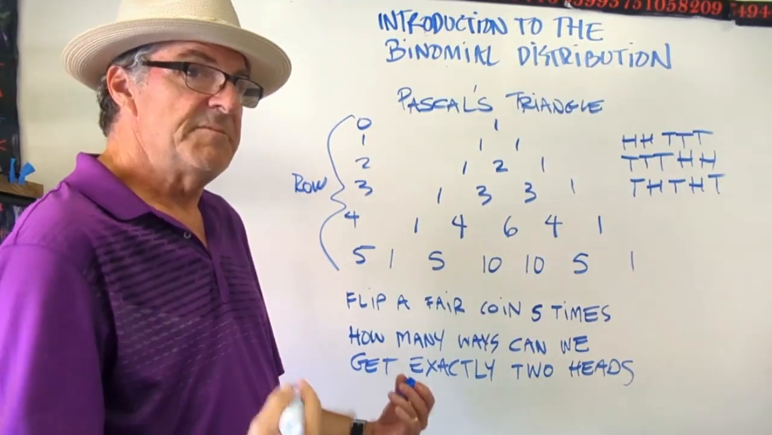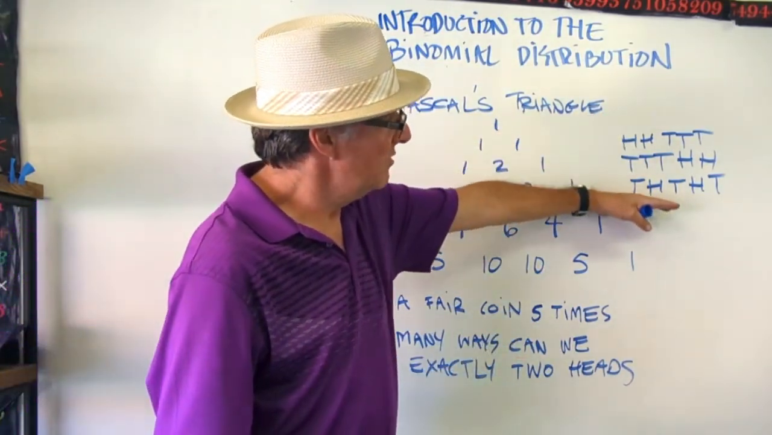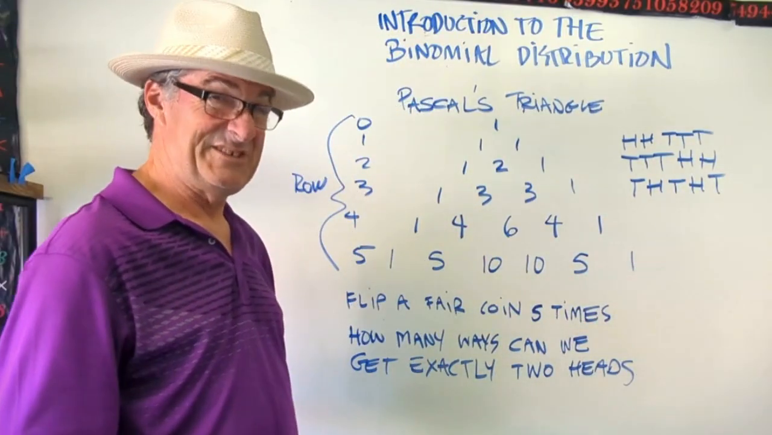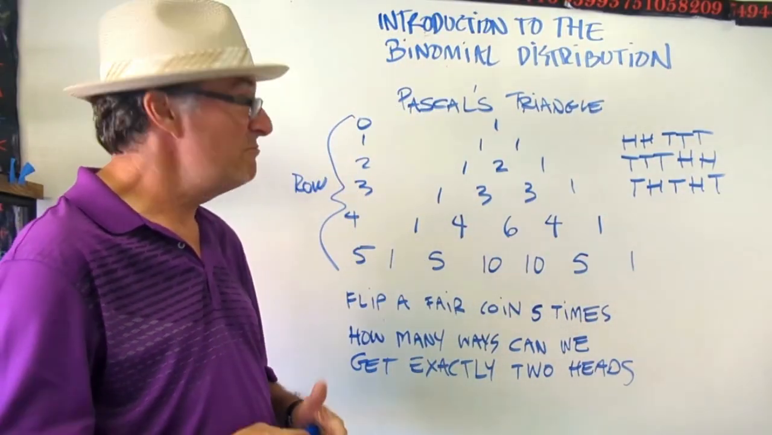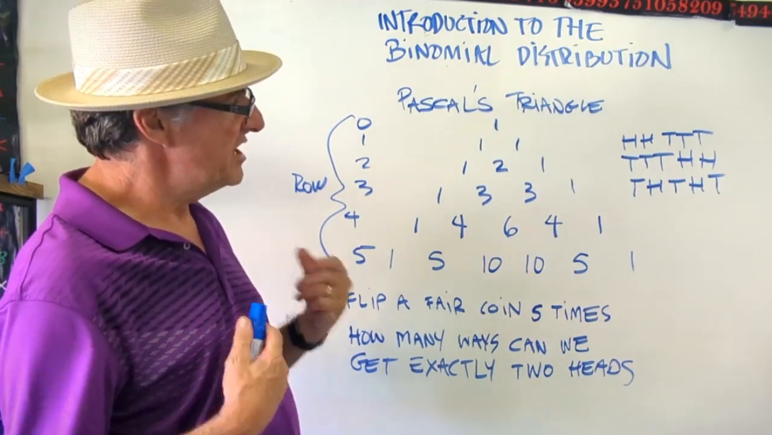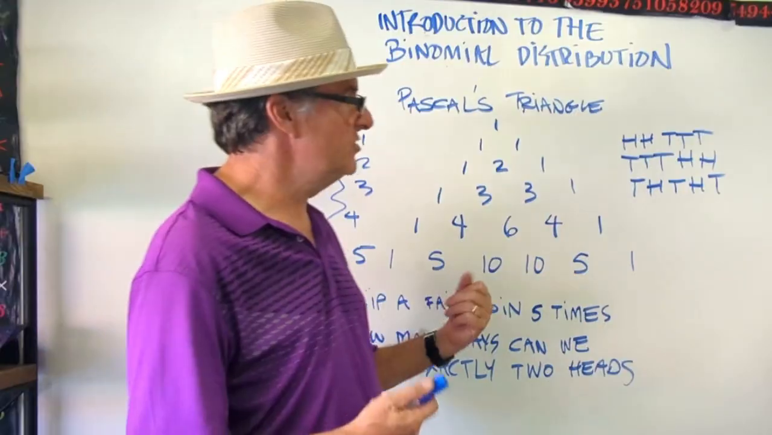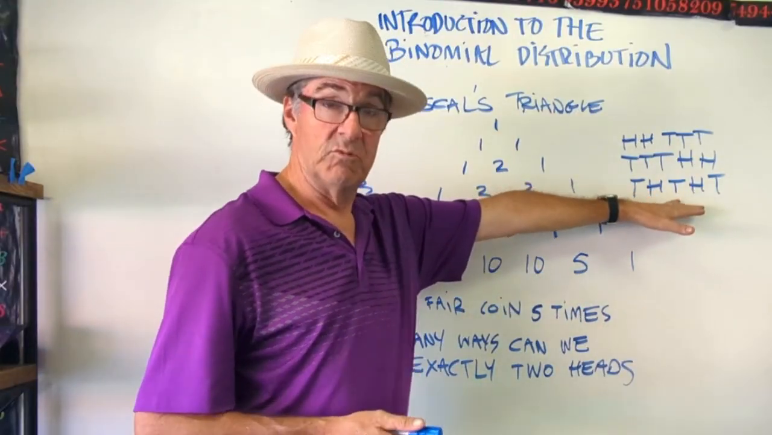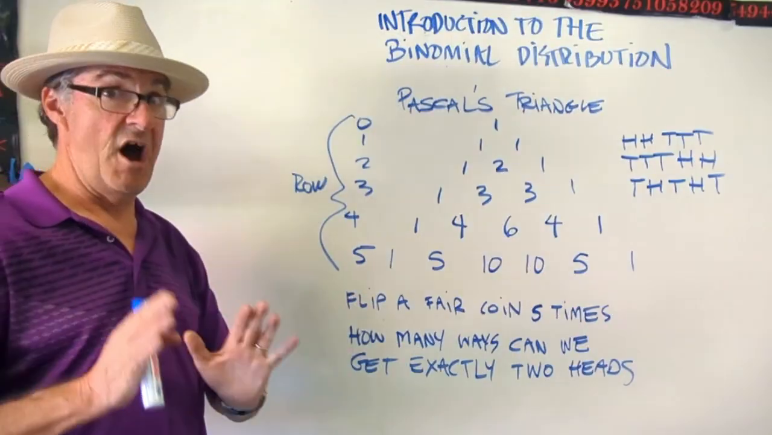But you could probably see that figuring out how many ways to get 2 heads in this method, making a list, it's going to be a little difficult to make sure that you got all of them. You've got to keep track. Did you get every possible way of getting 2 heads and 3 tails? And so that is challenging, whereas using Pascal's triangle is not challenging.